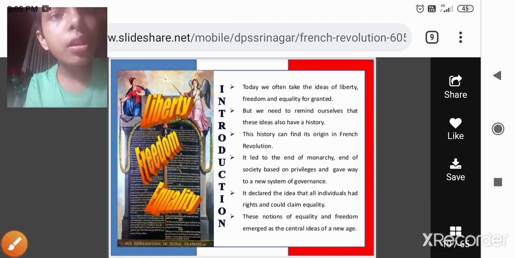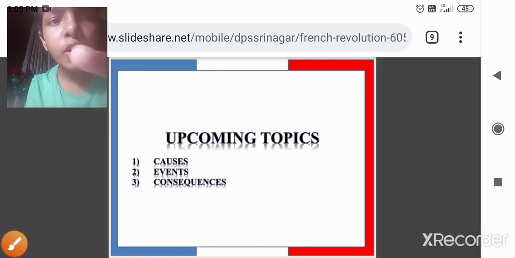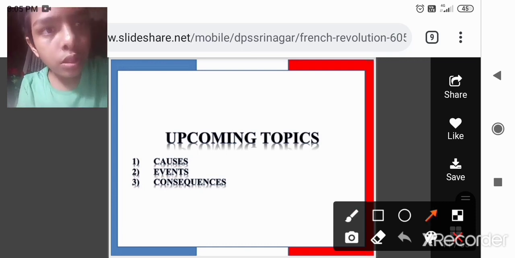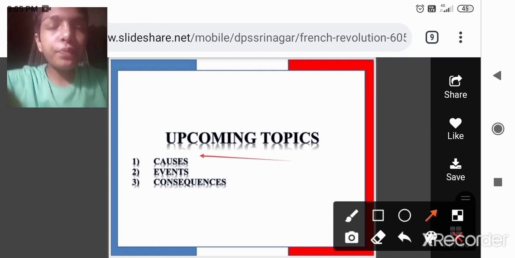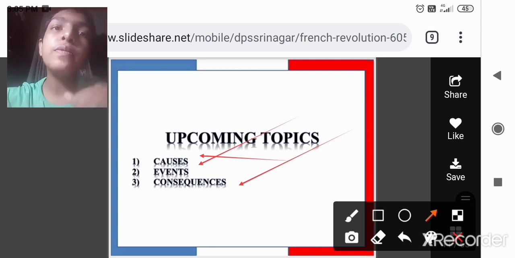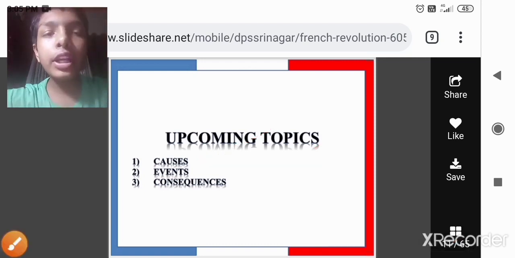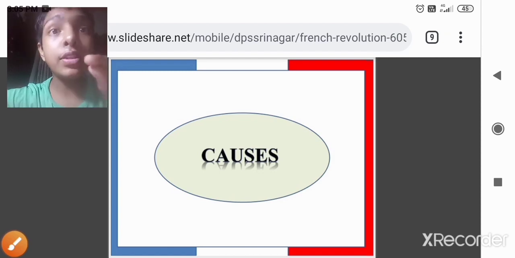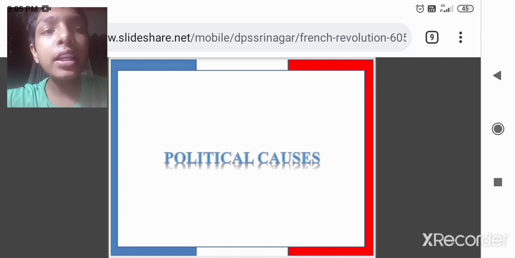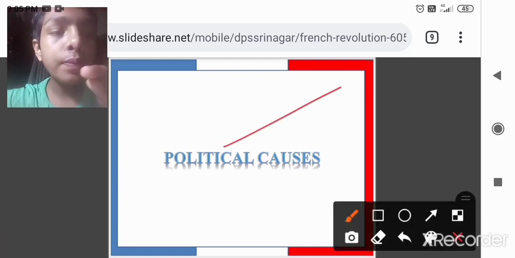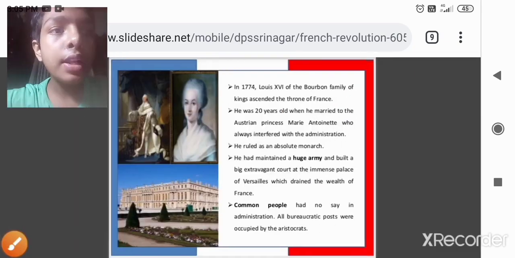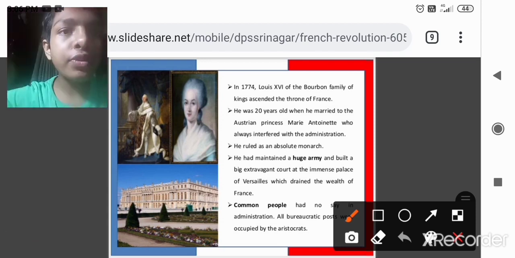Now these are the upcoming topics which we are going to study about the French Revolution: causes of the French Revolution, events of the French Revolution, and consequences of the French Revolution. Let's move on. Now we are going to study the causes, that is, why the French Revolution actually started. There were basically three reasons: political, economic and social. These are the political causes.